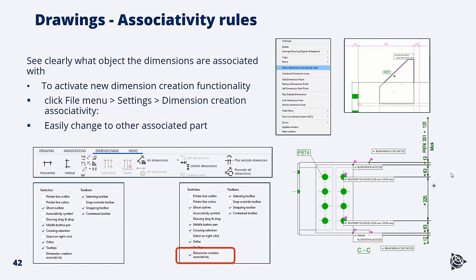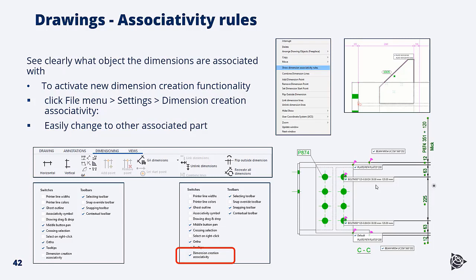Now moving on to the improvements to the drawings, we have new associativity rules. This allows you to clearly see what object the dimensions are being dimensioned and associated with. You can quite simply turn this on by going to the settings and turning on the dimension creation associativity. This allows you, when you're adding dimensions or even looking at dimensions that are being created automatically, to check exactly which model object the dimension has been attached to or anchored to.